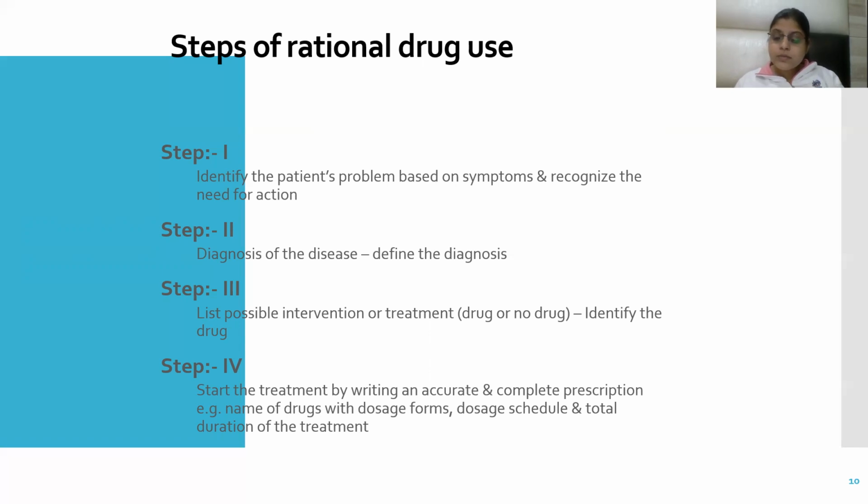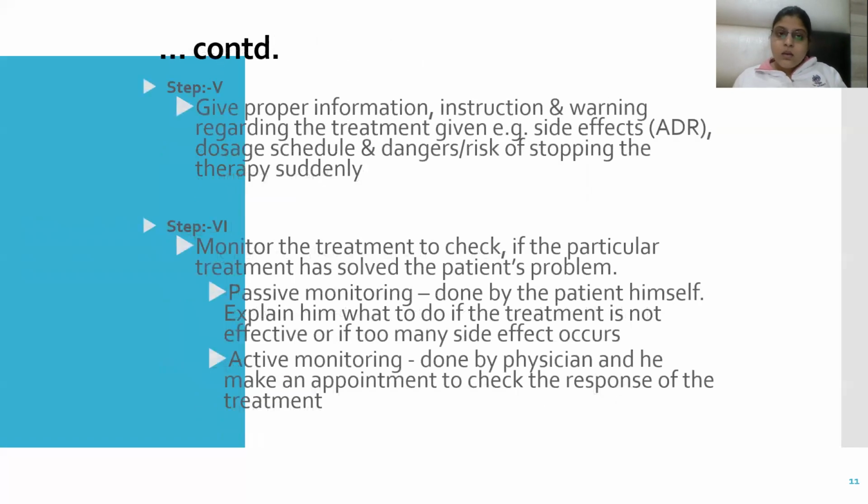The treatment has to be given. Give proper information, instruction, warnings regarding the treatment given. Means we have to give the instruction to the patient about the side effects of the drug, and we have to give the proper instructions about the dosage schedule, how many times the drug has to be taken, and the dangerous risk of stopping the drug therapy suddenly. And we have to tell the patients that if you stop the drug suddenly, what are the dangers and what are the risks of stopping.